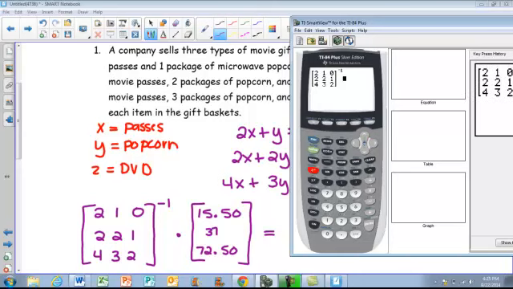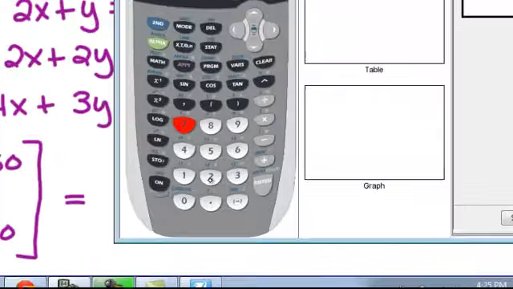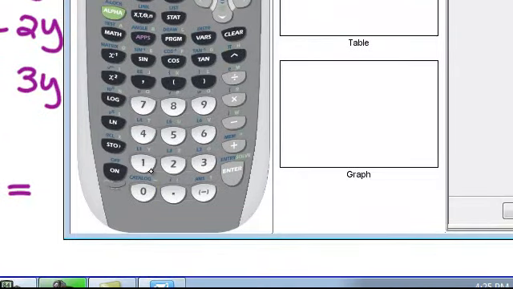Make sure that you take the inverse of this one. Then you're going to multiply it by that second set there, the numbers on the other side of our equal sign, so I'm going to go the same way again. So I have a 3 by 1. So I have 15.5, 37, and 72.50.